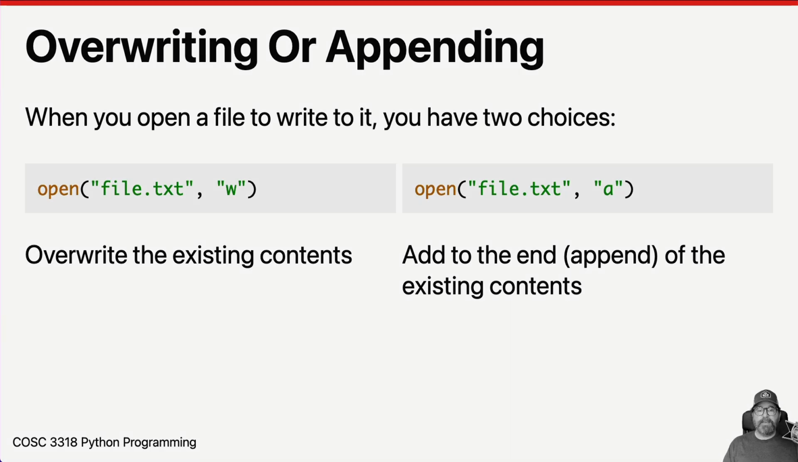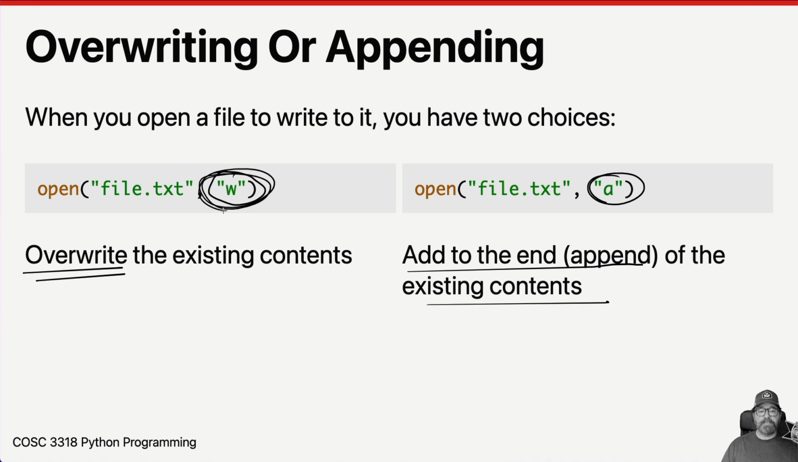All right, there are two ways to open a file for writing. There is open it to overwrite the existing contents, and then there's this way with an A to add to the end or append to the existing content. So this one essentially erases everything in the file and then will write whatever you tell it to. And this one will open up the file and then just write at the end of it. Whatever you want, it'll just keep adding to the end. So you have two different ways to open a file for writing.